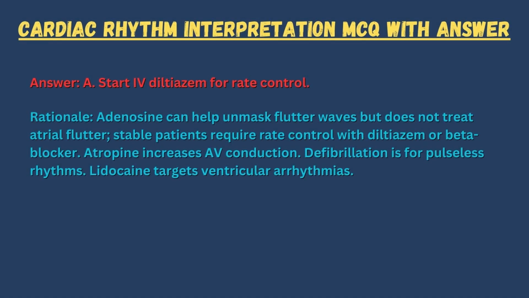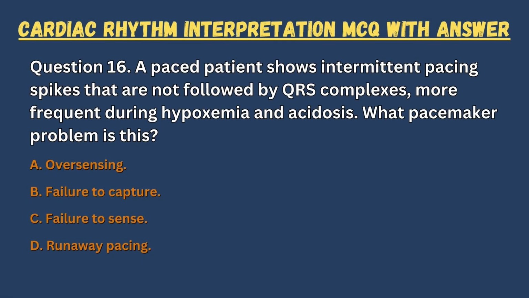Answer: A. Start IV diltiazem for rate control. Rationale: adenosine can help unmask flutter waves but does not treat atrial flutter. Stable patients require rate control with diltiazem or beta blocker. Atropine increases AV conduction. Defibrillation is for pulseless rhythms. Lidocaine targets ventricular arrhythmias.